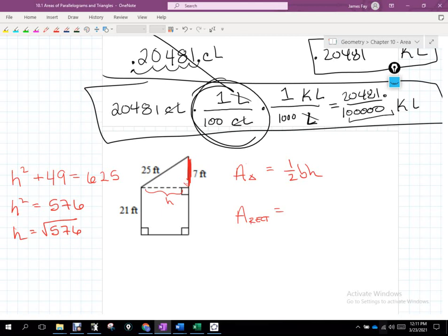Jagger, do you know the square root of 576? Jumpy, do you know what the square root of 576 is? So no. Huh? 24.